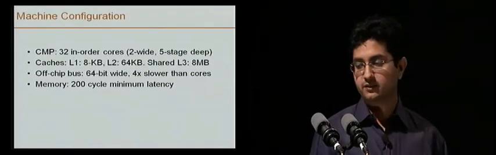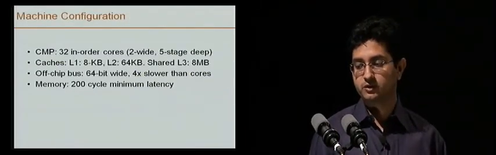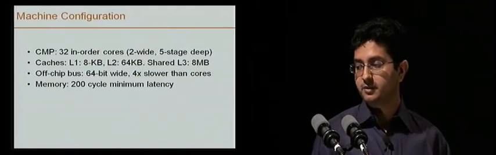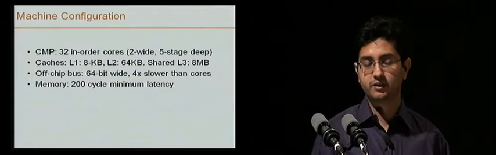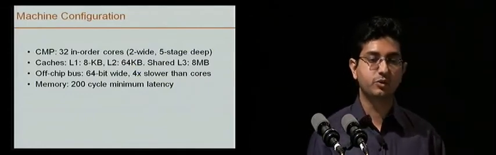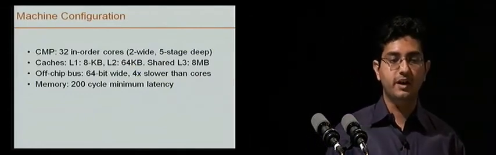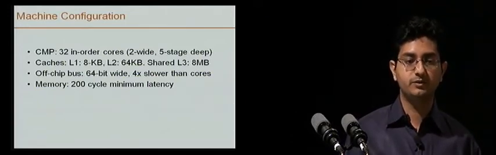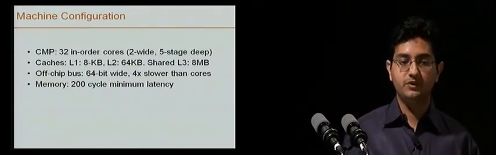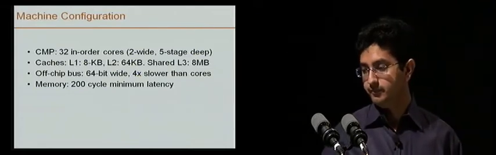Before I show our results, I will describe the methodology. We simulate a CMP with 32 cores. Each core is in order and has a 5-stage pipeline. The cache hierarchy includes a private L1 and L2 and a shared L3 cache. The off-chip bus is 4x slower than the core frequency, and we simulated all queuing delays.